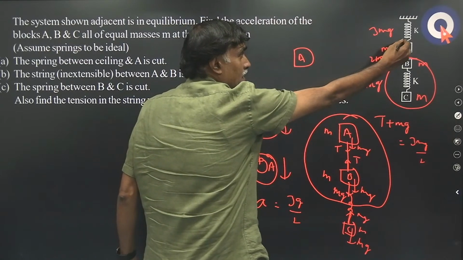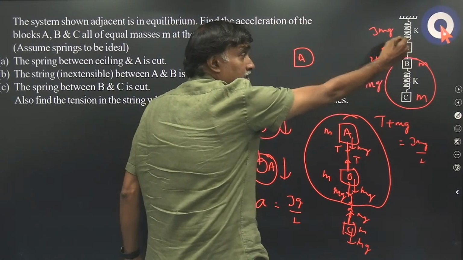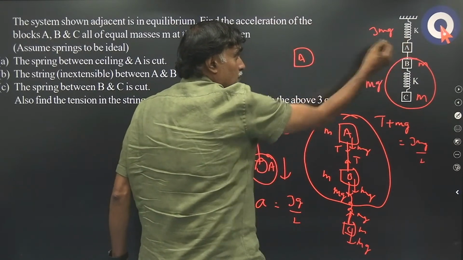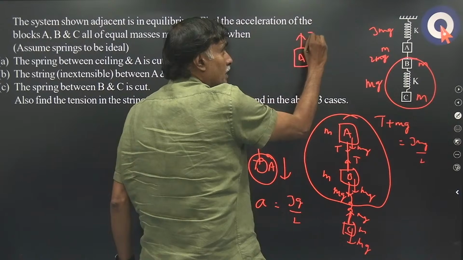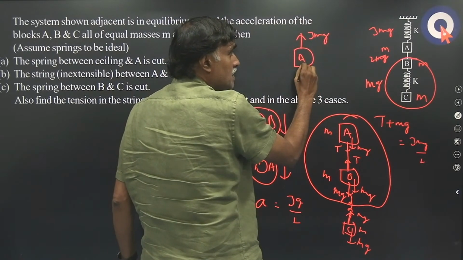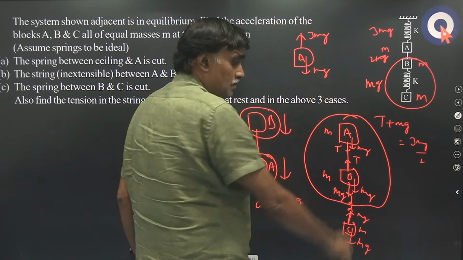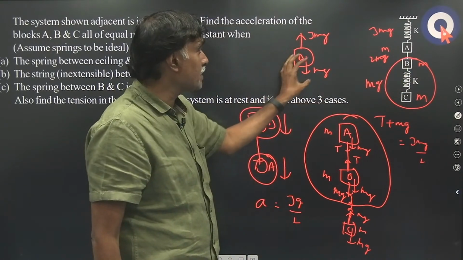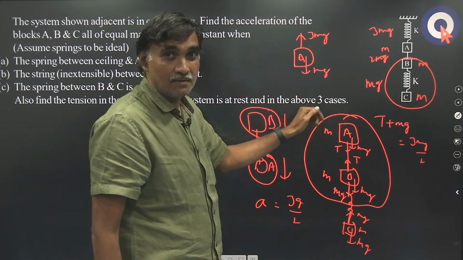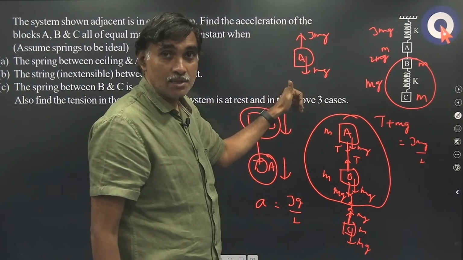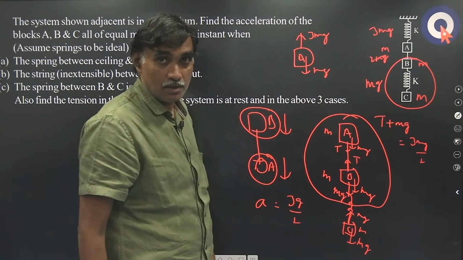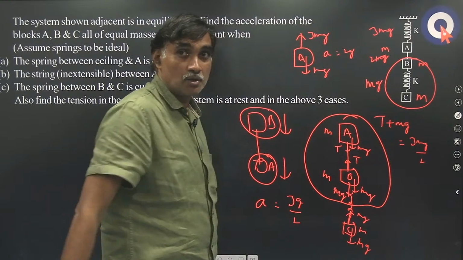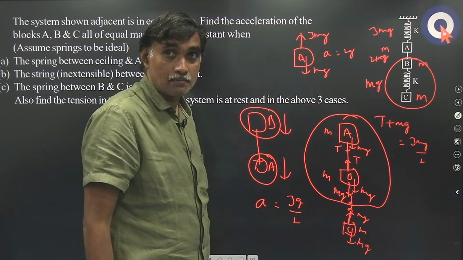The tension in this spring before this string is cut is 3 mg. Now also it remains 3 mg. So the spring will apply how much force on this? It is 3 mg in upward direction. And what is the other force acting on this? Mg downwards, because this string is cut, only gravitational force. So what is the net force acting on this block? It is 3 mg minus mg, that is 2 mg upwards. So what is its acceleration? It will be 2g upwards.